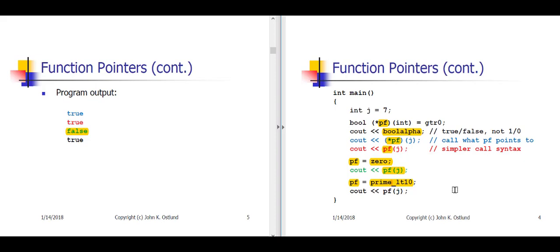Okay, so this is a very simple example of setting up a pointer to a function where we have to specify the types of the arguments and the return type for the kind of functions that this pointer can point to. And then we've set up this pointer to point to 3 different functions in succession, greater 0, 0, and prime less than 10, and called the function through the pointer. So who cares? This may just seem like a stunt.